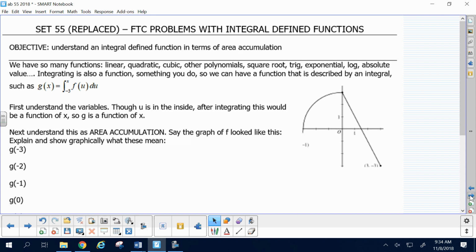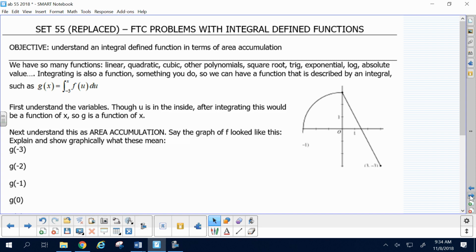Now, in calculus, sometimes you have a function that's defined as an integral. Now that integral is in action. It's like taking the square root or a log. An integral is a function. So this is what you would call an integral defined function.